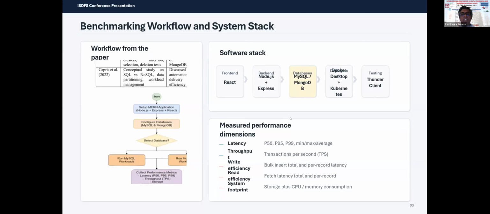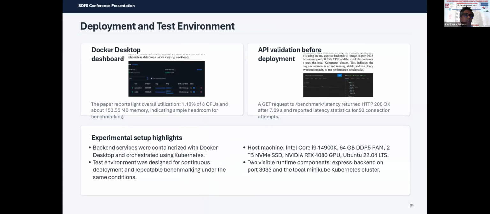The measured performance dimensions are, as stated earlier, latency, throughput, write efficiency, read efficiency, and system footprint. The dimensions we use are P50, P95, P99 latency and transactions per second for throughput; bulk insert total and per-record latency for write efficiency; fetch latency, total and per record, for read efficiency; and storage plus CPU and memory consumption as the footprint. On the Docker Desktop dashboard, the paper reports light overall utilization, 1.1% of 8 CPUs and about 153 MB memory, indicating ample headroom for benchmarking.